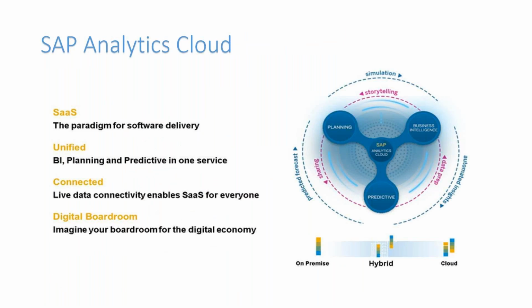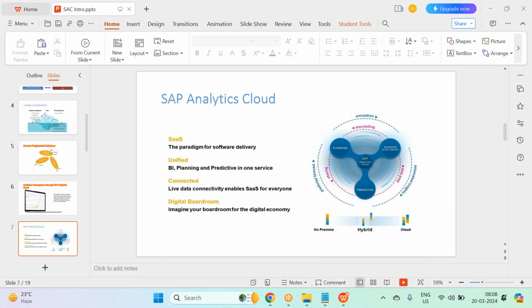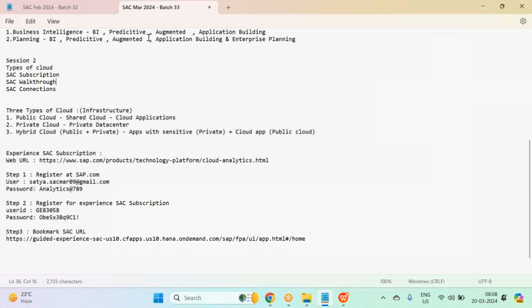You see here SAP Analytics Cloud. It's a software as a service offering, which I already covered. It has BI, planning, and predictive services in one place. In today's session, I'll quickly give you some insights on the connectivity, how we connect different applications with SAP Analytics Cloud.